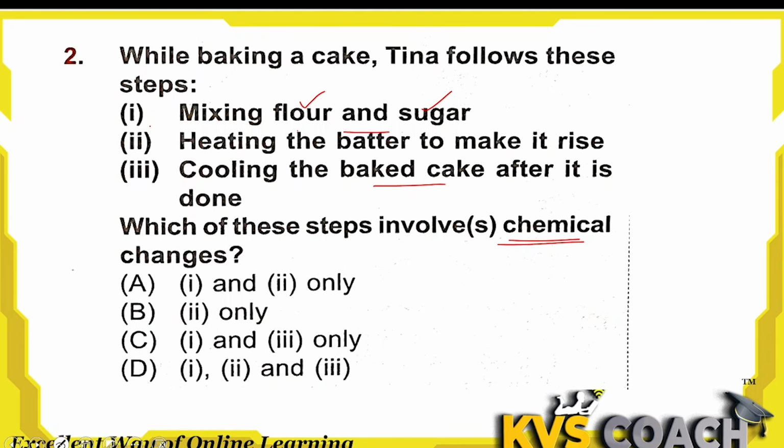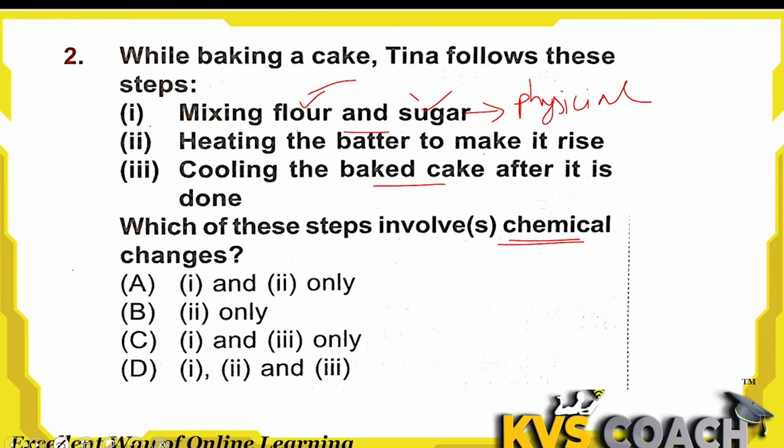The chemical composition the flour has and the sugar has will remain the same when they mix together because they are solid and solid. They are in the solid form both. So there is only physical change, not chemical change. We can say that physically they are mixed together, and they are looking like a mixture.